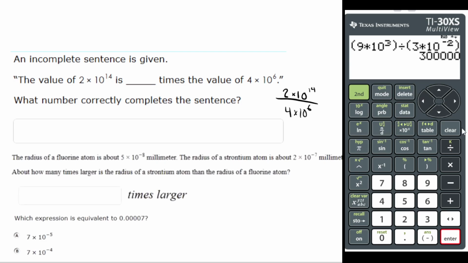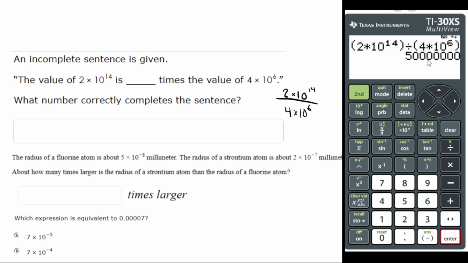And let's put this one in the calculator. 2 times 10 to the 14. Again, making sure we're in parentheses. Divided by 4 times 10 to the 6. We're going to hit enter, and it's going to tell us that number.